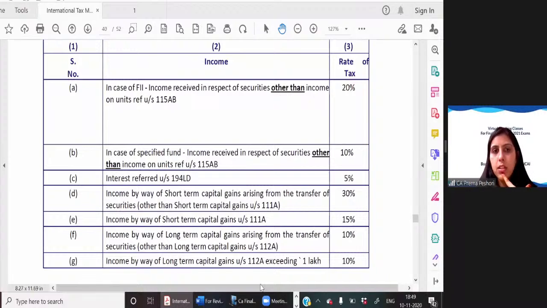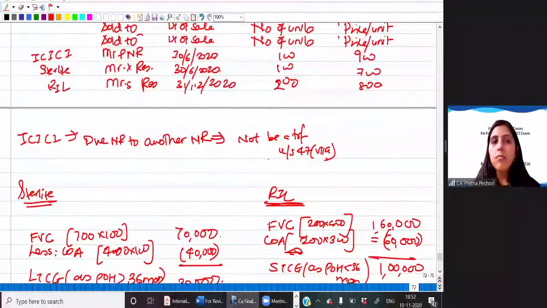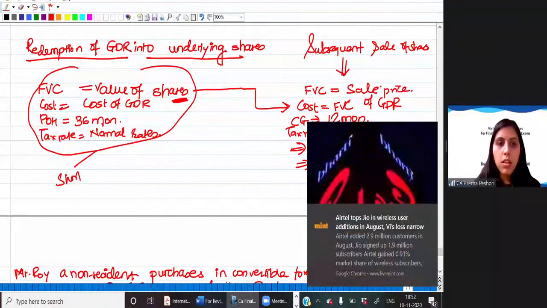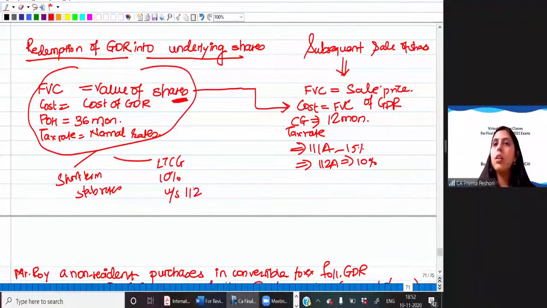Yes, Tushar, 10%. Because it will be unlisted securities. It is not shares, but it is unlisted securities, and 112 says for unlisted securities, it is 10%. So on redemption of GDR, if it would have been a long-term capital gain, then it will be 10%. Clear? So here, if it is short term, it will be slab rates, and long term, it will be 10% under section 112. Clear?